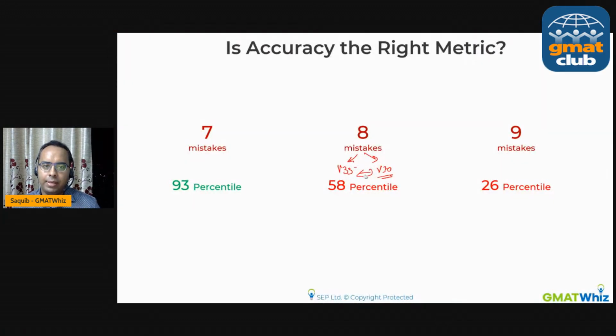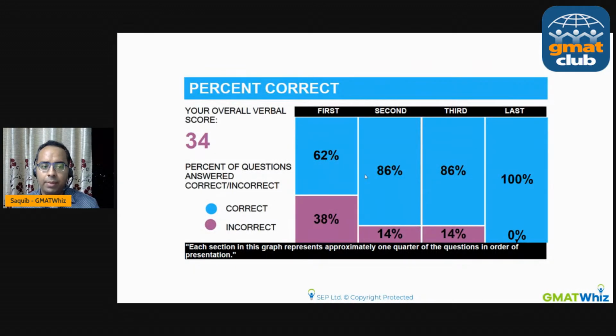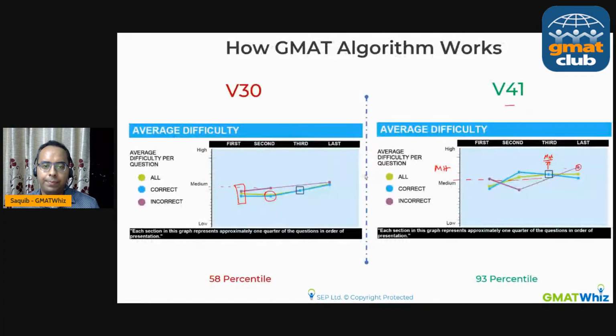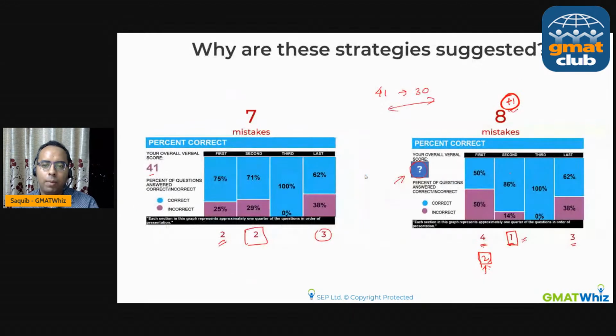Also, one important point here, and I'm sure you might have understood at this point: let me go back here a bit. Notice that with the third and fourth quarter, even if you do well in them, it doesn't affect your score a lot. Notice that this guy who got a V30, even after getting 100% correct in the third quarter and making just 3 mistakes, could not recover.